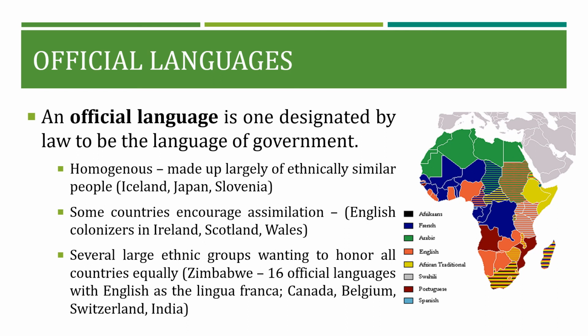Zimbabwe has 16 official languages with English as their lingua franca. Canada has 2 official languages, French because of Quebec and English because of the rest of Canada. We said Belgium with the Dutch language and the French. Switzerland actually has 4 because of German, Italian, Romansh, and French all spoken in Switzerland. And India has like 27 different official languages because there are so many different languages that are spoken within India. English being one of the official languages because of the colonial history of English.